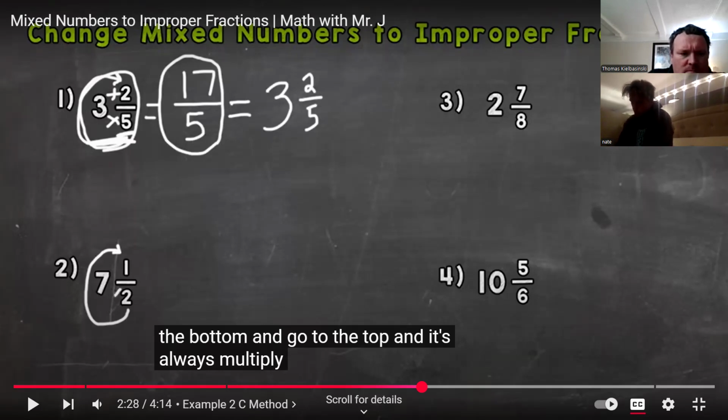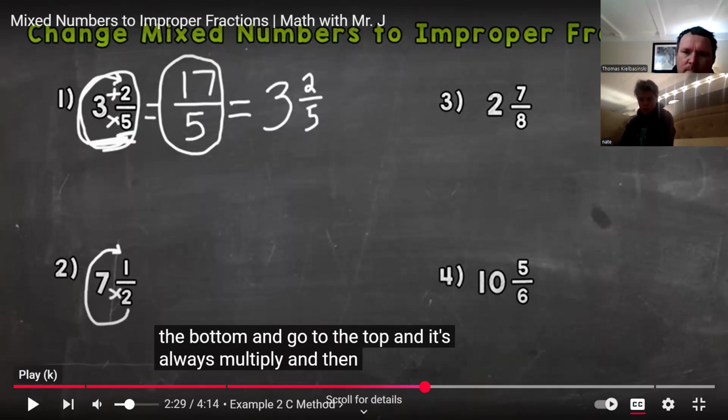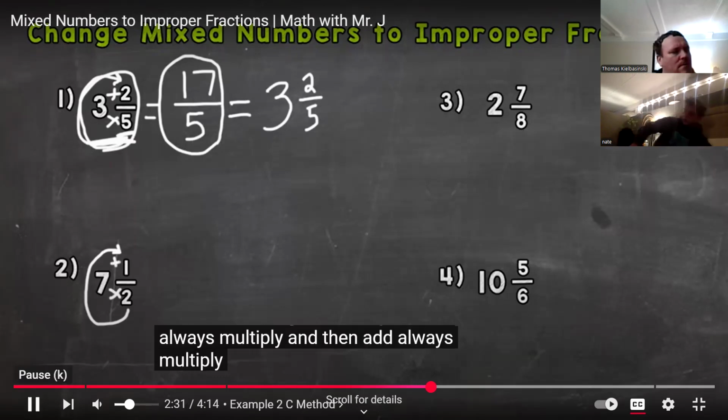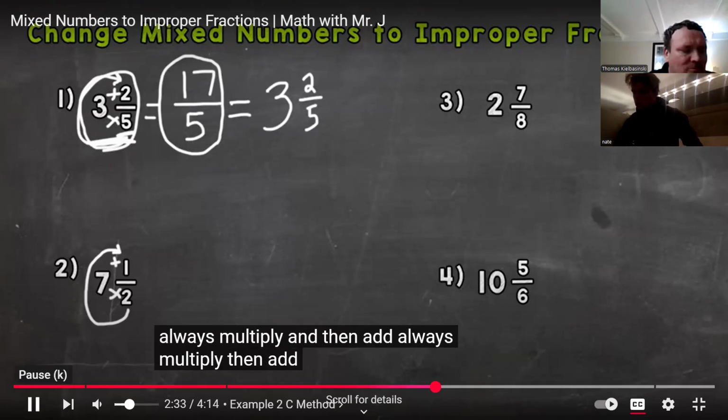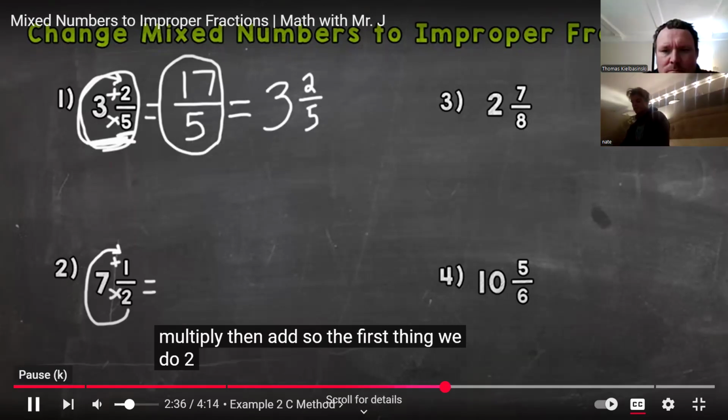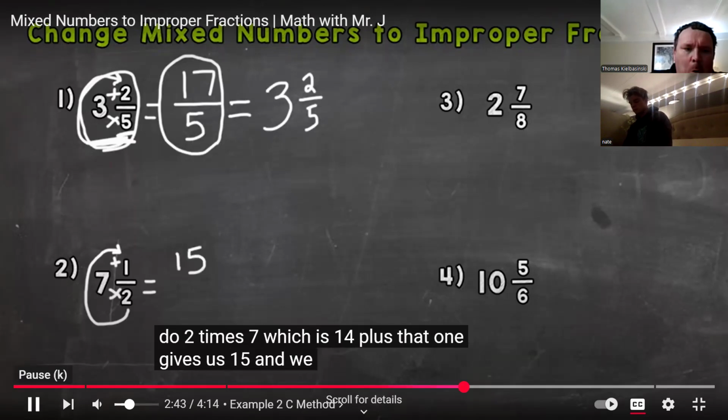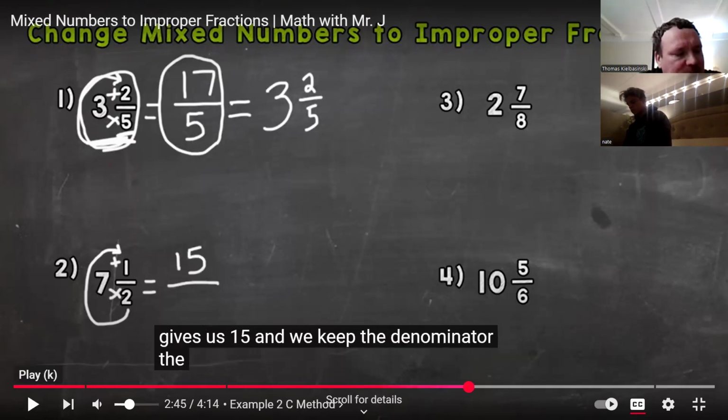So is that just the answer, 37.5? Yep. And then add. Always multiply, then add. So the first thing we do, 2 times 7, which is 14, plus that 1 gives us 15, and we keep the denominator. Were you trying to say something?